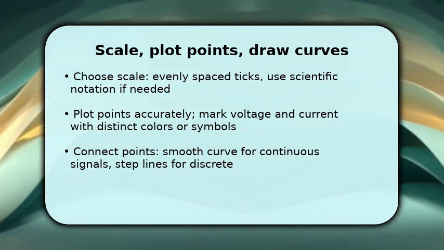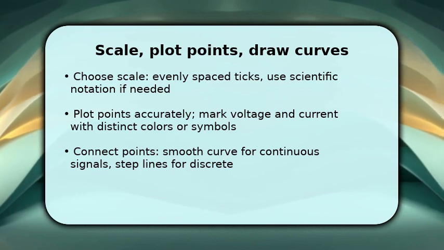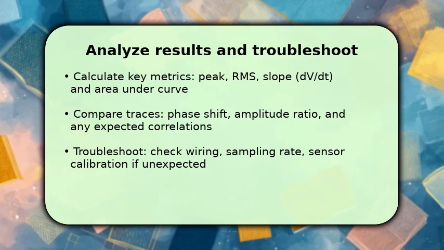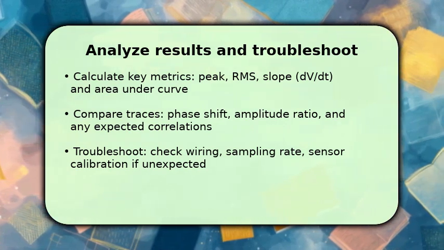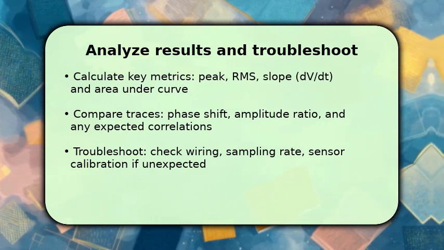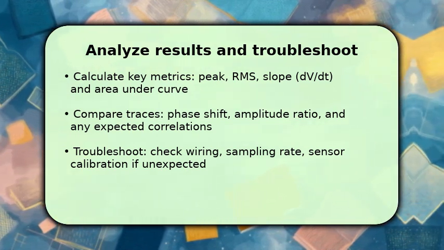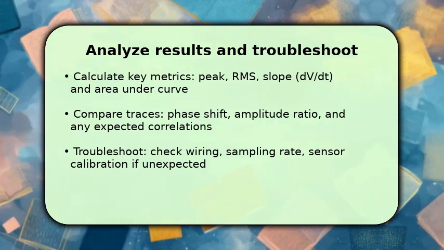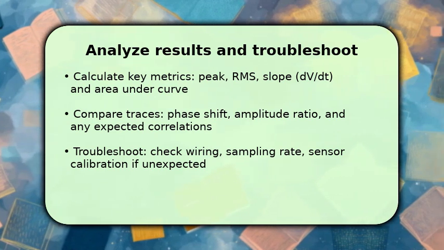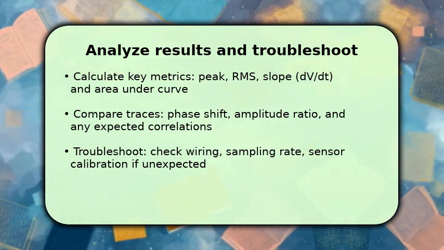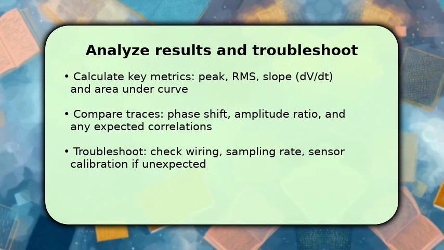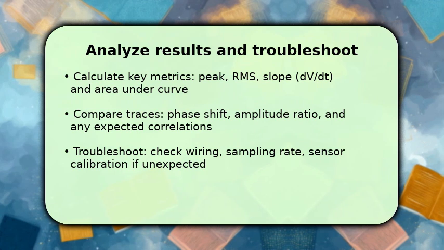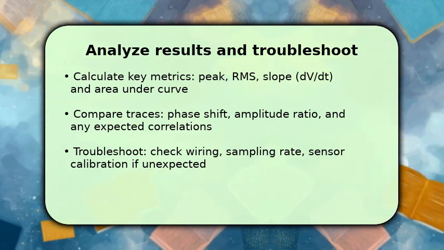You finish by extracting metrics and checking consistency between voltage and current. Compute peaks, RMS values, and slopes to quantify behavior, then compare traces for phase shifts or amplitude ratios to confirm expected relationships. Add axis labels, units, and a concise title so the graph communicates independently. If results look wrong, first verify wiring and sensor calibration, then confirm sampling rate and time alignment. Mistimed samples often explain odd phase or amplitude errors.